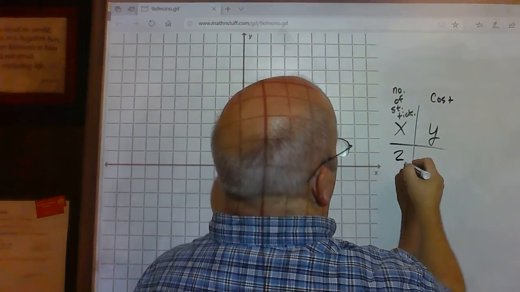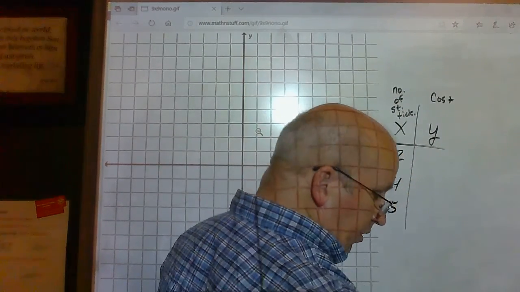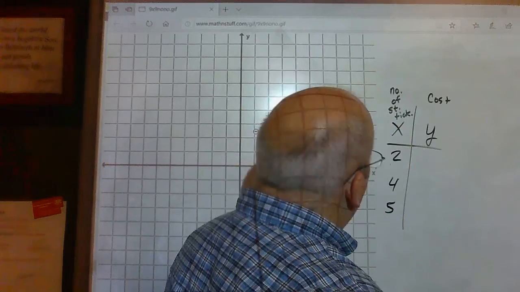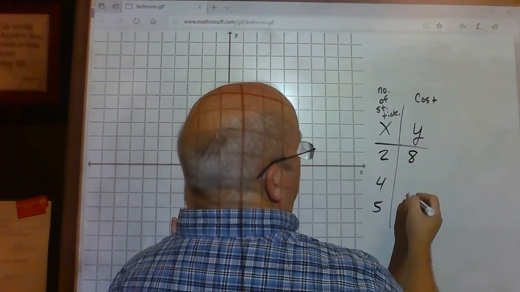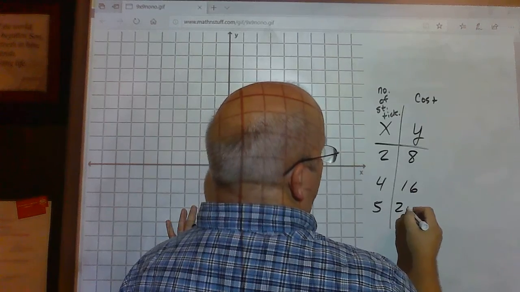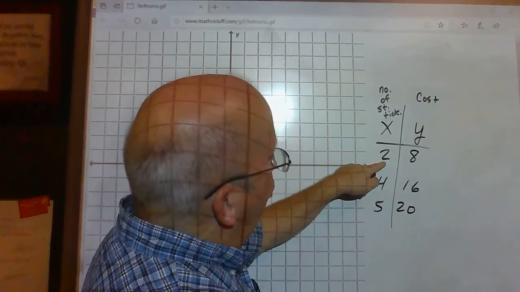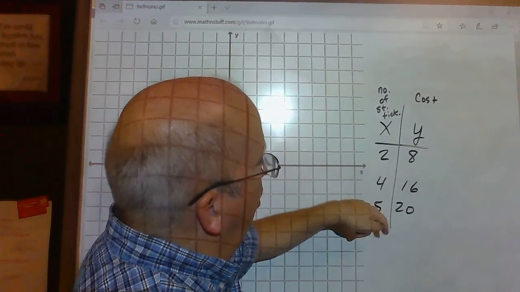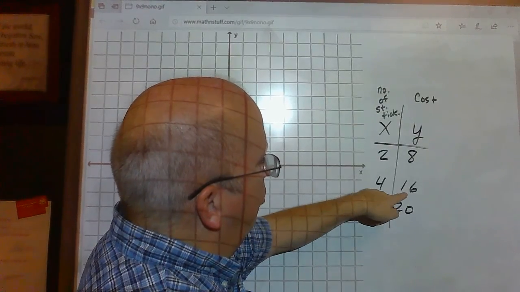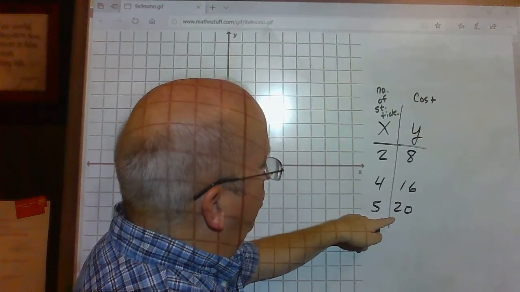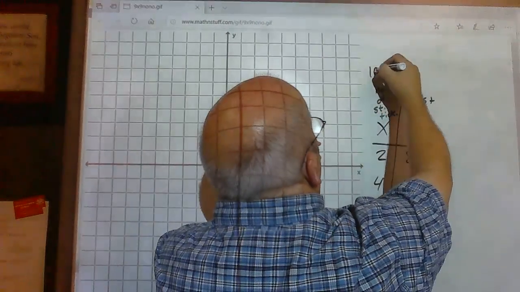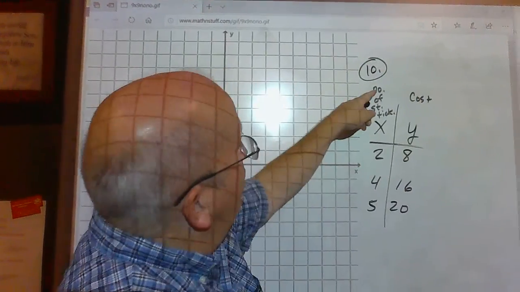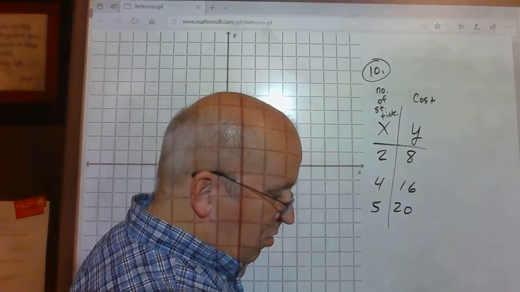Number of student tickets. Well, we've got 2 tickets, 4 tickets, and 5 tickets, right? And each one of those tickets is $4, so that would be 8, 16, and 20, because it's 2 groups of 4, which is 8, or 4 groups of 4, which is 16, or 5 groups of 4, which is 20. This is problem number 10 in your textbook. That's talking about tickets compared to cost.